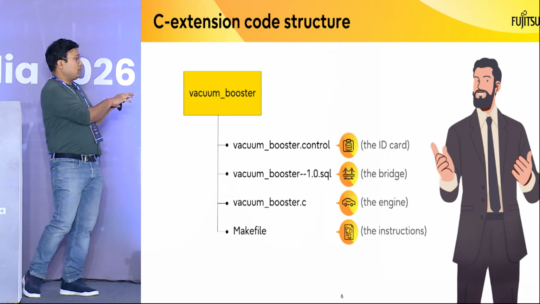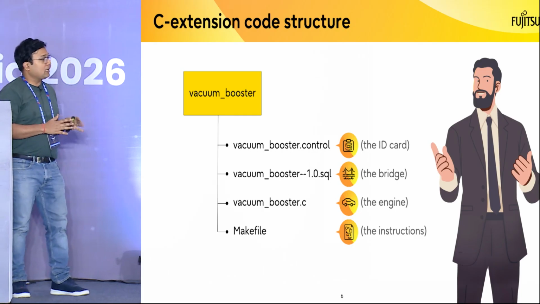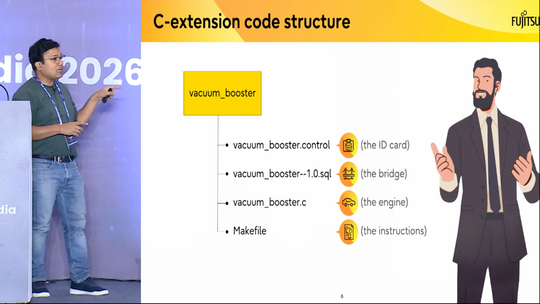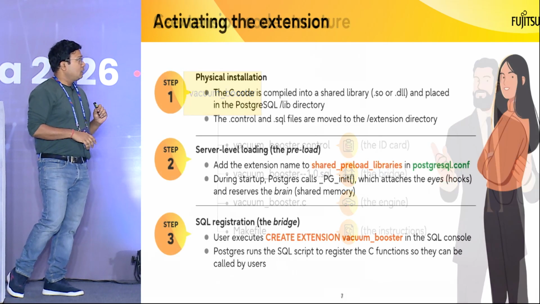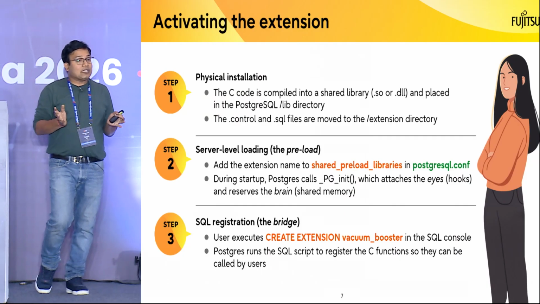And as I told you, this needs to be compiled and created as an SO. For that we need a makefile to compile it and get this SO. So this is how the entire structure of your extension looks. So let's say this extension, when does it get loaded and where are these SOs stored?